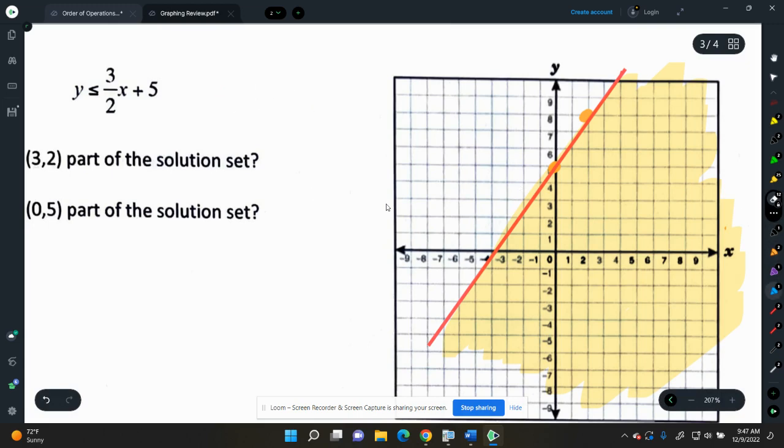Okay, so this one has additional questions. Is the point 3, 2 part of the solution set? Yes, how do we know that, Erin? Because it's in the shaded region. Yes, perfectly stated. My only question is, do both actual numbers have to be in the shade or only just the point? If you know what I'm trying to say.